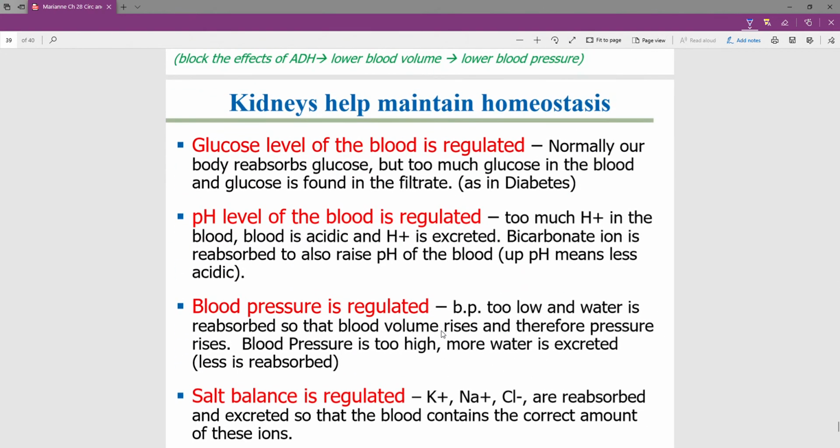Back to the overall function of the kidneys. Kidneys maintain homeostasis in two main ways, excretion and osmoregulation. These slides break down the osmoregulation and the ways that your kidneys help maintain homeostasis. The first way is helping with the glucose level in blood. Normally we reabsorb blood glucose, one of the nutrients reabsorbed in the proximal tubule. But in the case of diabetes, when you have way too much glucose, more than can be reabsorbed, sometimes you will excrete glucose in your urine.